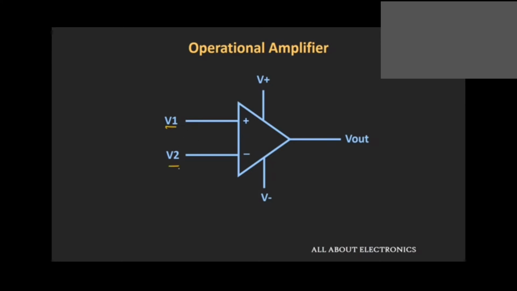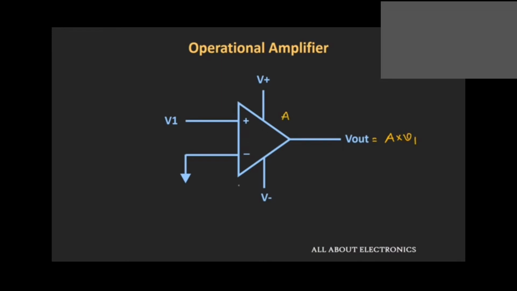Let's say V1 and V2 are the input signals applied to this operational amplifier, and the gain of this operational amplifier is A. Then the output will be equal to A times (V1 minus V2). If we apply a single input to this operational amplifier and ground the other input terminal, then at the output you will get A times V1, where A is the open loop gain of this operational amplifier.